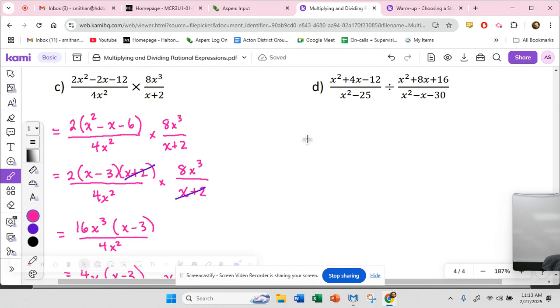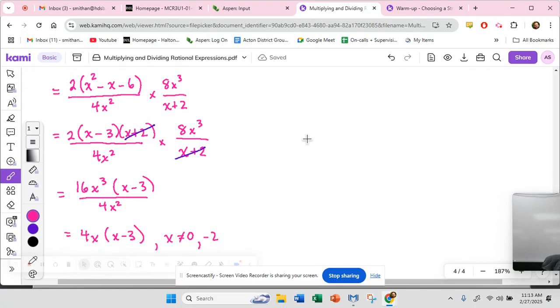And then finally, we divide what we can. We got 16x cubed divided by 4x squared. Using our grade 9 skills, 16 divided by 4 is 4. Our power law is x cubed divided by x squared is just x to the power of 1. And the 2 things to make the bottom 0, 0 and -2.